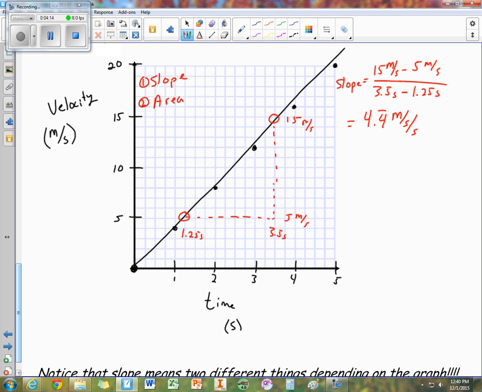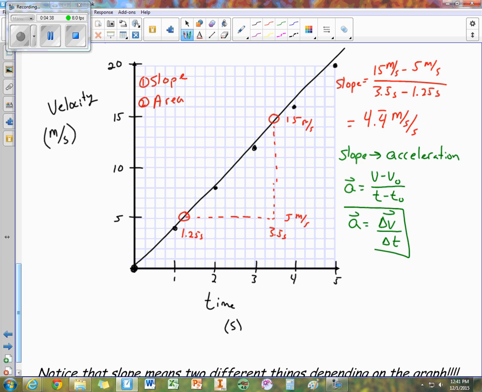That's pretty close. So what that tells us then is that the slope means acceleration. And we could say that the acceleration then would equal final velocity minus initial velocity over final time minus initial time, or that the acceleration equals delta v over delta t. So that's our acceleration right there.